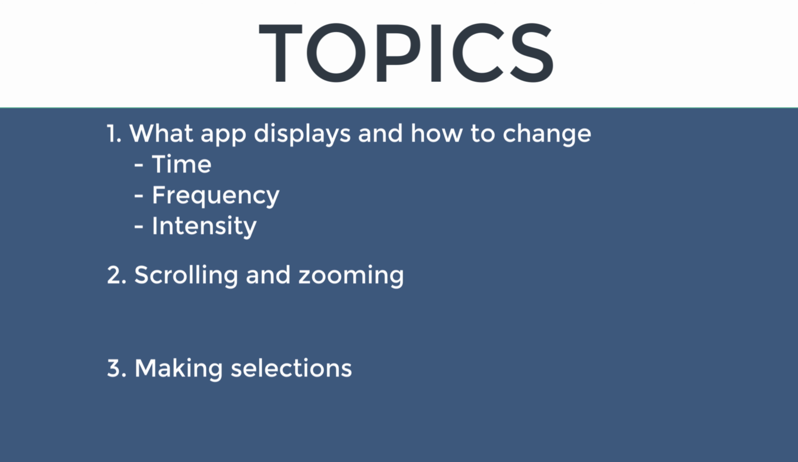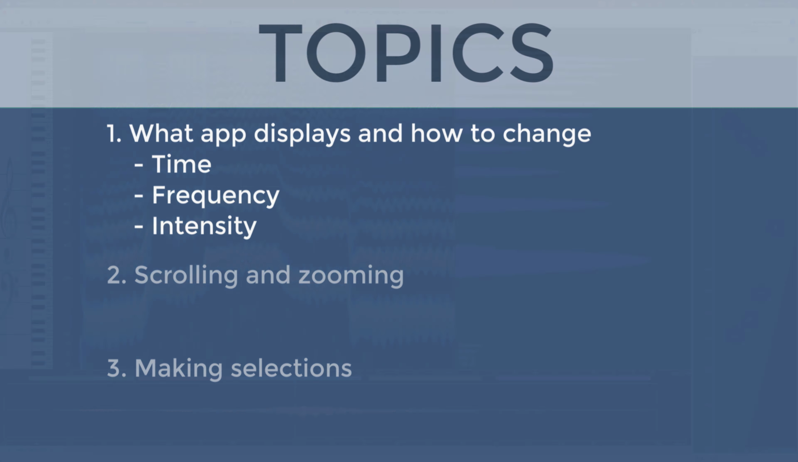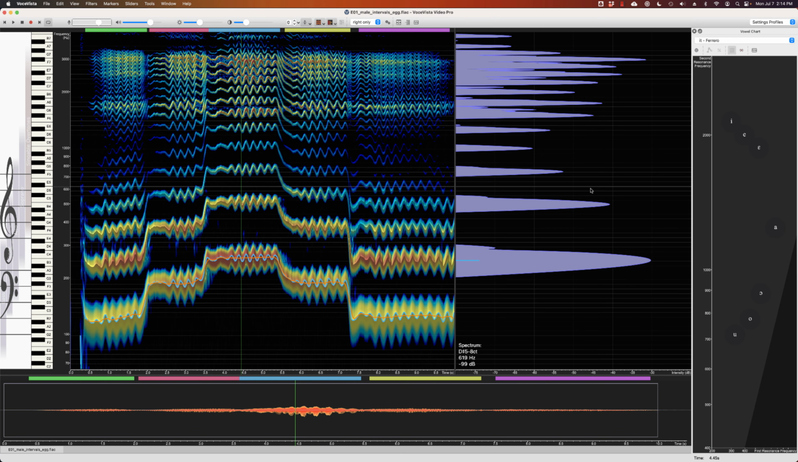Last, we'll show you how to select portions of the file so that you can perform various functions like copy, paste, or delete, or analyze sound characteristics like pitch, harmonics, and vibrato, as well as other tasks. We're using the app default display settings. If you need to restore the original settings, just select Factory Settings from the Settings profile.